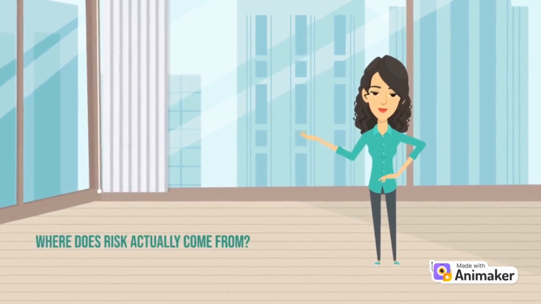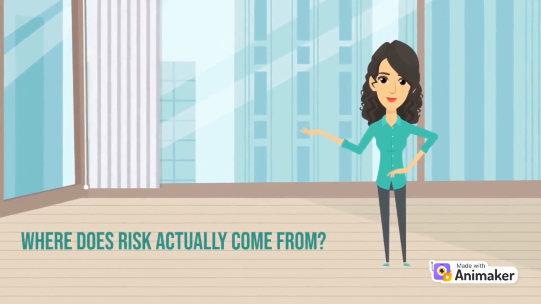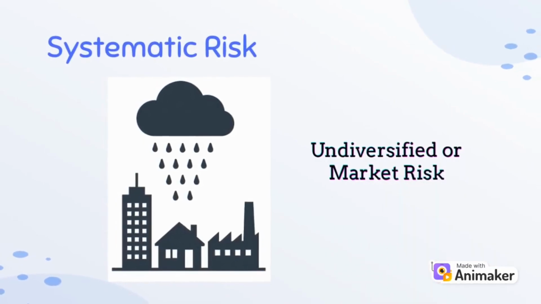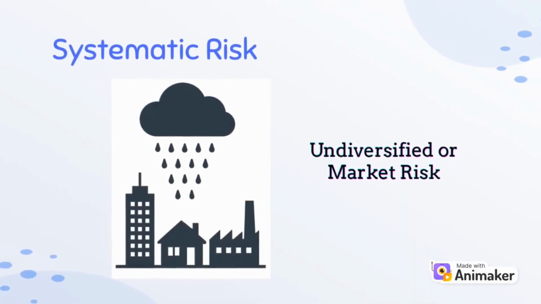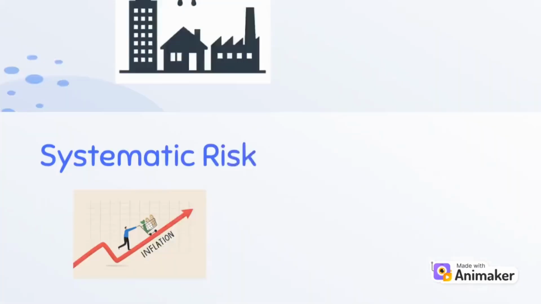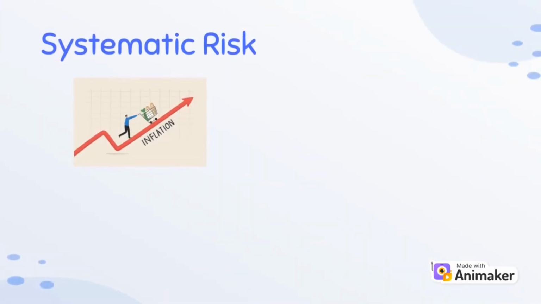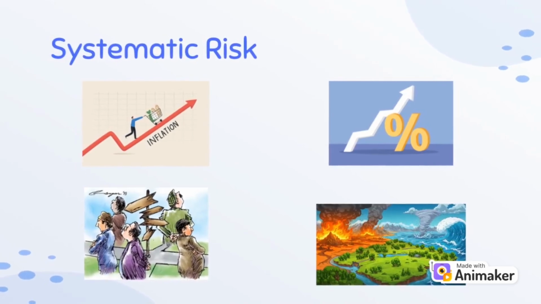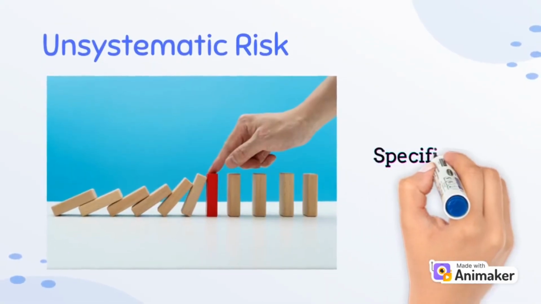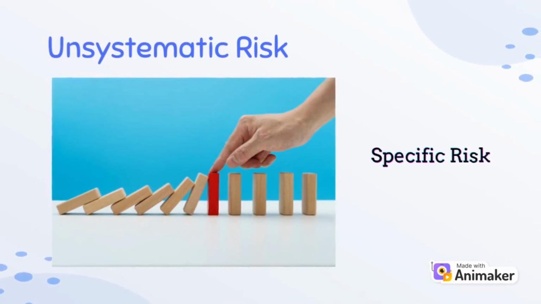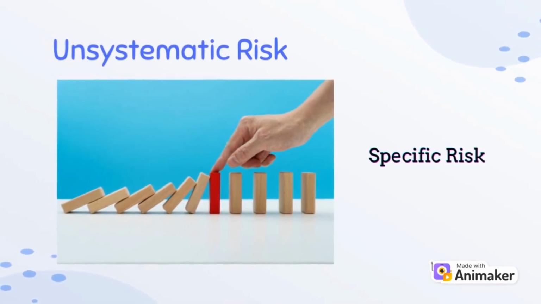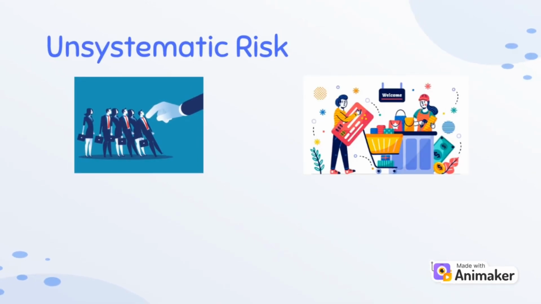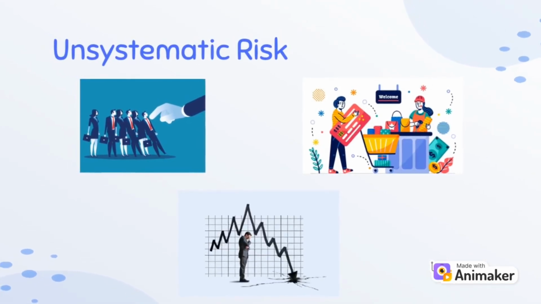So where does risk actually come from? It breaks down into two main sources. The first one is systematic risk, commonly referred to in finance as undiversifiable or market risk. It affects the entire economy or market, for example inflation, interest rate changes, political instability, or natural disasters. The second is unsystematic risk, or specific risk, which affects only one company or industry. For example, poor management, shifts in consumer preferences, or a strike can cause a company's stock price to fall.